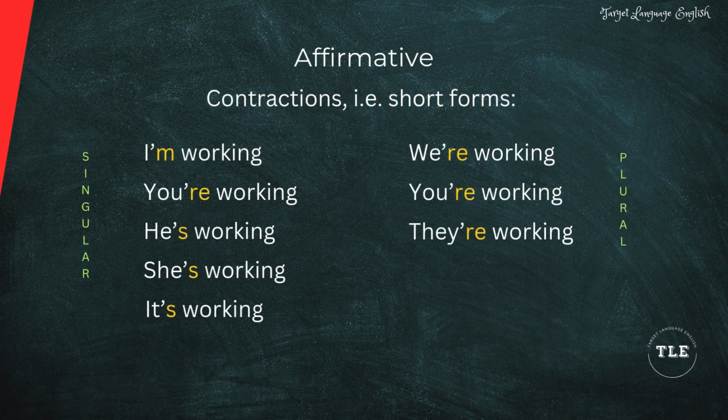Now let's see how we can contract the affirmative form. To make a short form, we need to contract the verb be. I'm working, you're working, he is working, she is working, it's working, we're working, you're working, they're working.